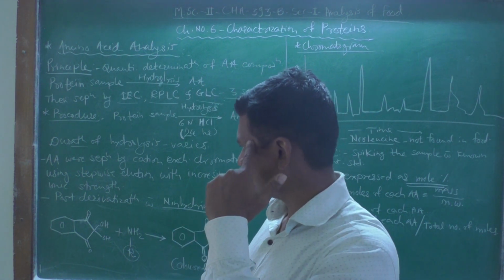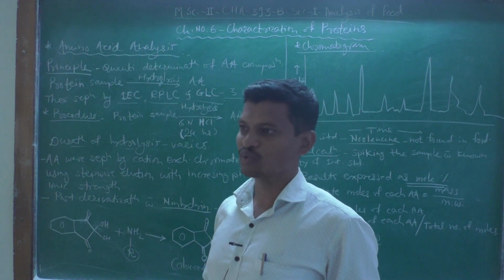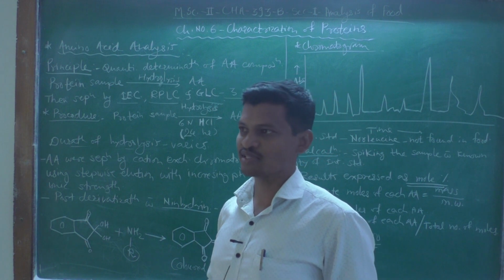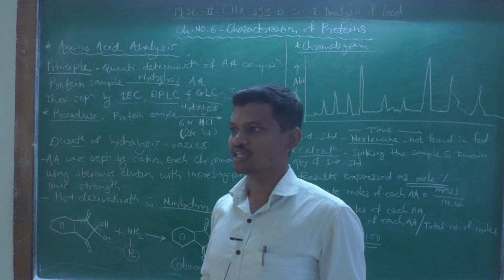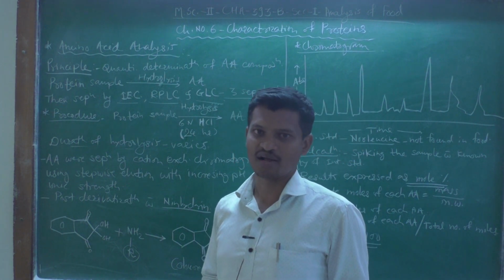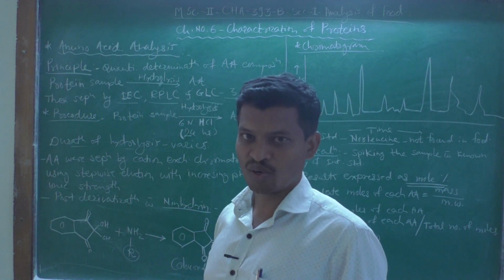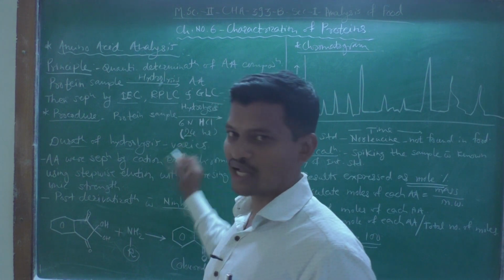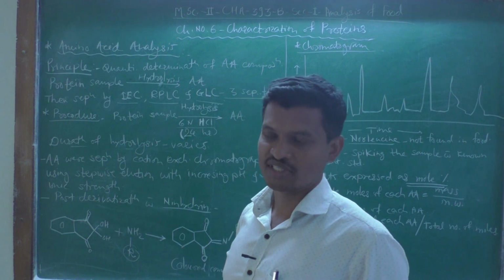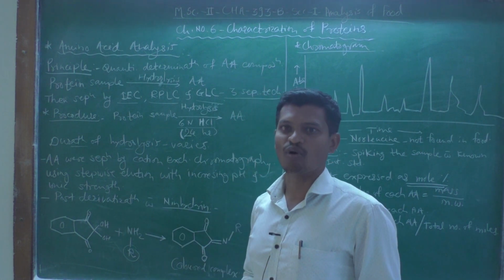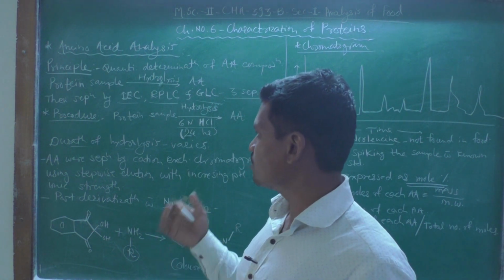Okay, some of these amino acids get converted into their acid derivatives. For example, glutamine is converted into glutamic acid, and cysteine is converted to cysteic acid, etc. Then tyrosine may need a longer time for hydrolysis in this 6 normal hydrochloric acid condition. Under this acidic condition, tyrosine requires more time for the complete hydrolysis procedure.